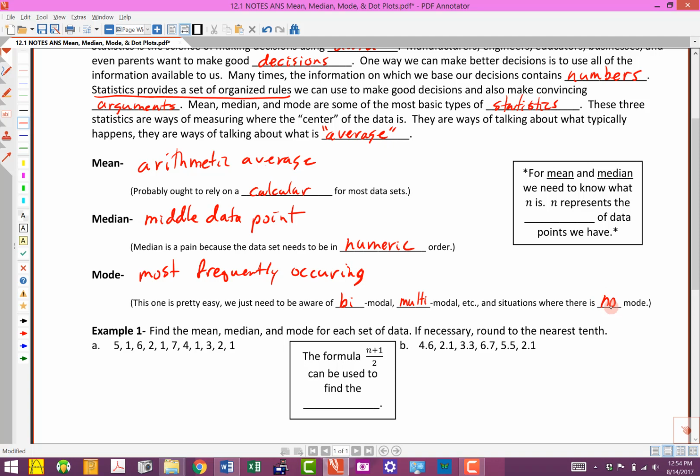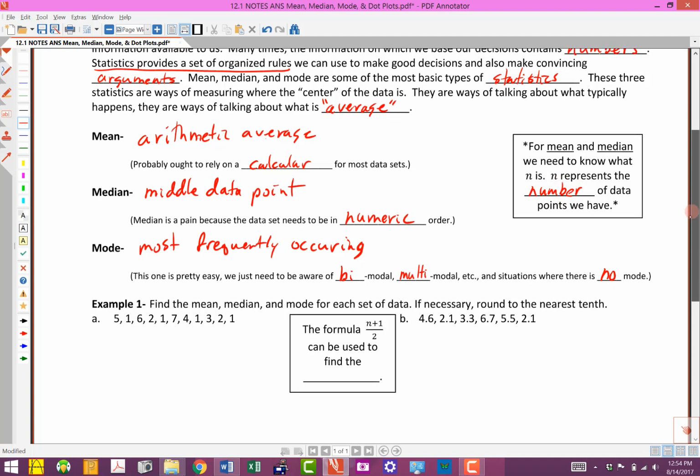Okay, now a couple things I want to point out as we go through here. Statistics is kind of a branch of math, so we will see some formulas and stuff like that. And for mean and for median, it's a really good idea to know what n is. Now I've got a lowercase script n right here, and n represents the number of data points we have. So that n is going to be really important, and as you go on in math, that is emphasized more and more, and you'll see that.